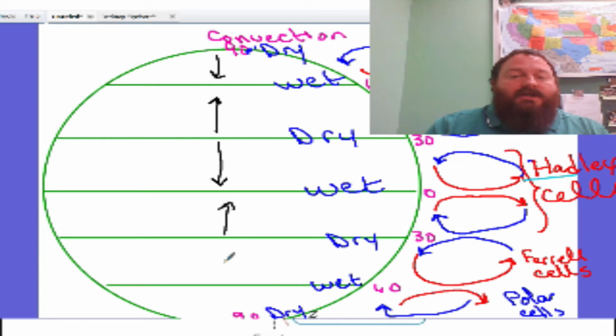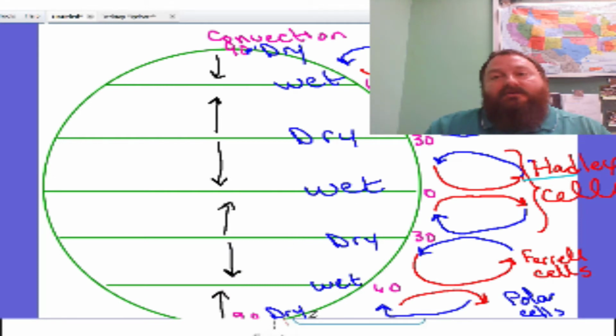And again, each hemisphere is just a mirror image of each other. So the south is the mirror of the north, and the north is the mirror to the south. Now, those convection cells create those winds. Those are our trade winds or our prevailing winds. They're always going to be blowing across the surface, and they're always going the same direction.